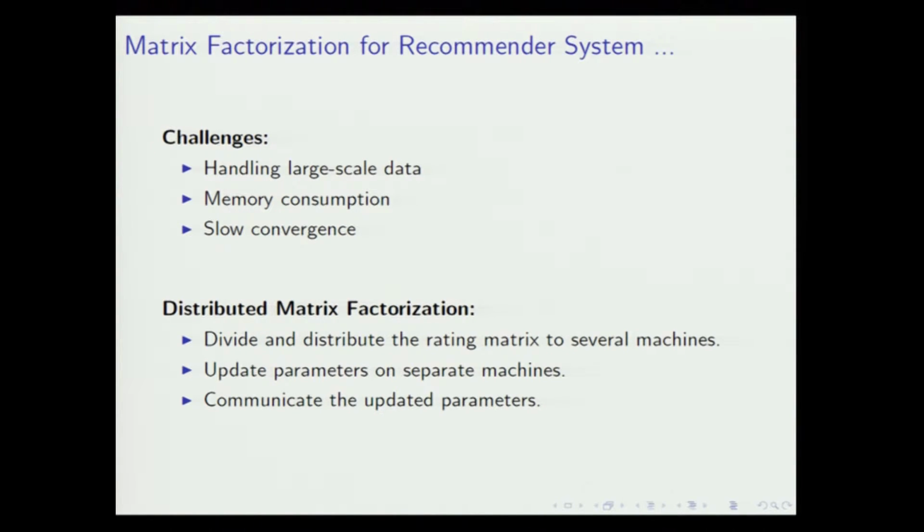The main idea of distributed matrix factorization is to divide the rating matrix, either row-wise or column-wise, or in some cases in the form of disjoint blocks. These small blocks are dispatched to different machines, and all the machines update the parameters, and they communicate the updated parameters so that they agree on the updated values. The majority of these distributed approaches are synchronous.